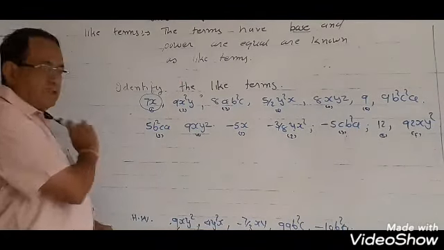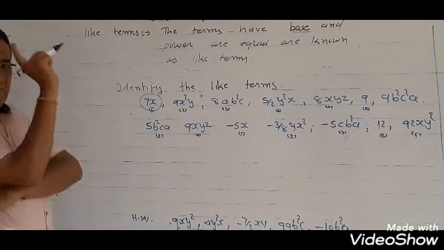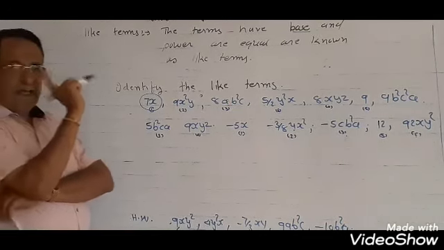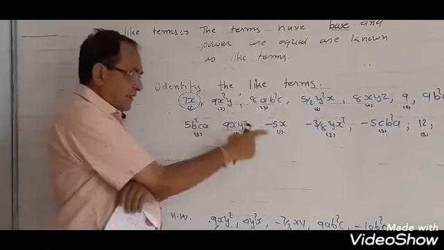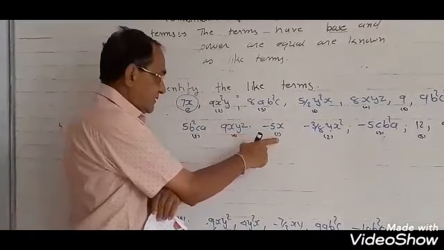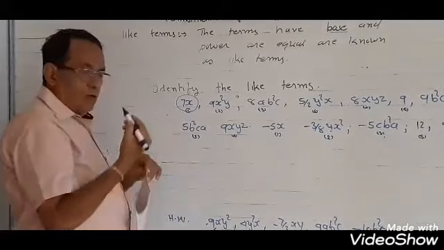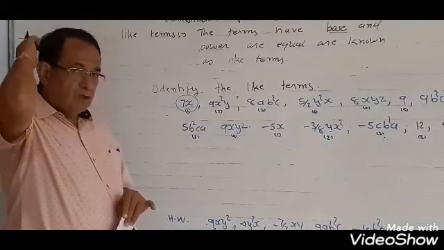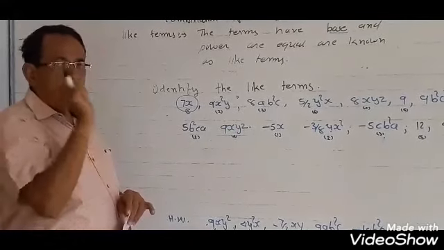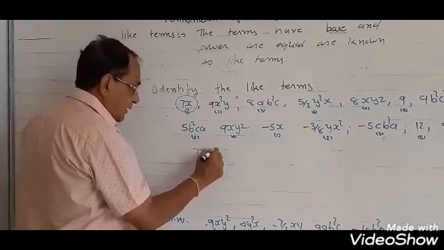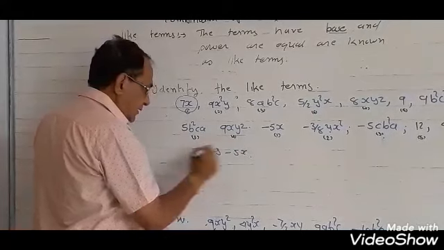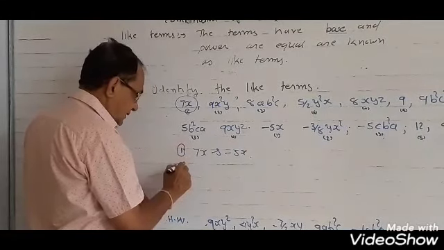Which will be the like term of this one? We have to find the x whose power is 1. 7x and minus 5x. Okay, coefficients can be different, but base and power should be the same. 7x and minus 5x. That is your first answer.